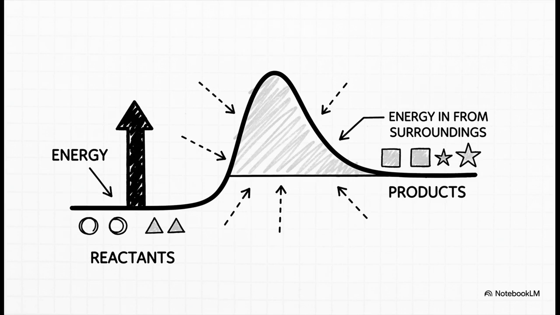Now, the endothermic diagram shows the complete opposite story. This one is an uphill journey. The reactants start at a lower energy level and actually finish up higher. And why is that? Well, because the reaction had to take energy in from its surroundings to even happen. You can literally see that the products are now storing that extra energy.